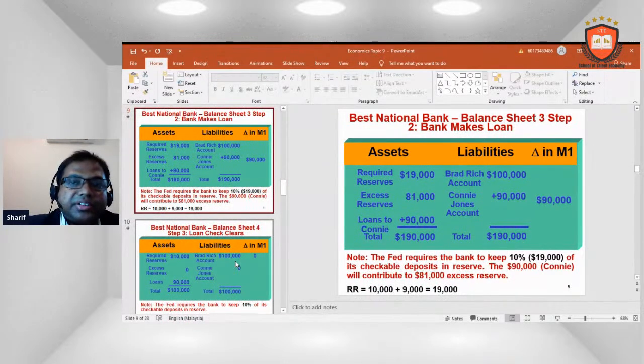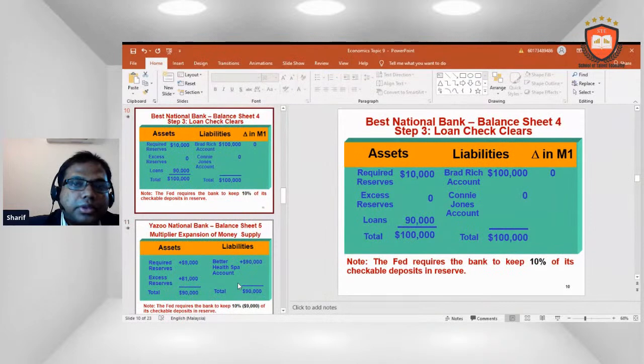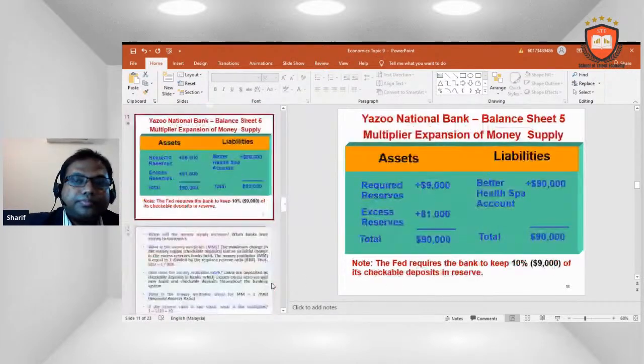National Bank balance sheet, step 2: the bank makes loans. Assets: required reserve $10,000, excess reserve $0, loan to customer $90,000, total $100,000. Liabilities: checkable deposit $100,000. So these are the different kinds of systems we can follow for assets and liabilities, and the Fed requires the bank to keep 10% of its checkable deposit in reserve.